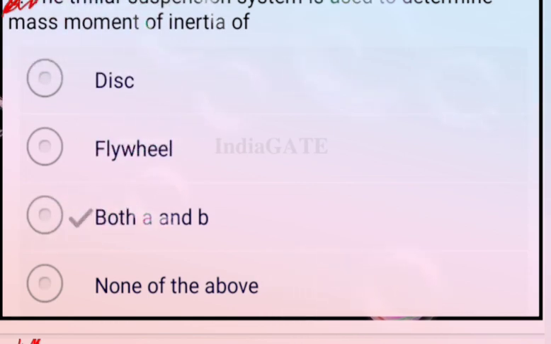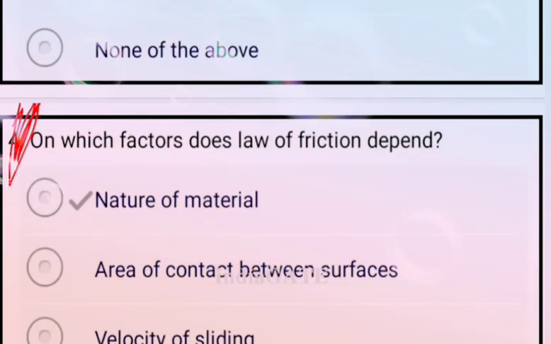The trifilar suspension system is used to determine the mass moment of inertia of, that is your option C, meaning both A and B, that is your disc and flywheel. So option C is your correct answer. Now come to the next question.